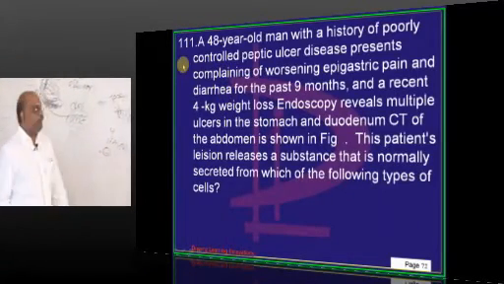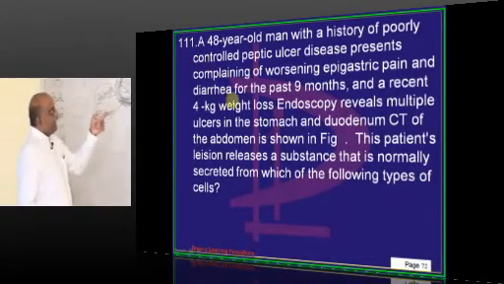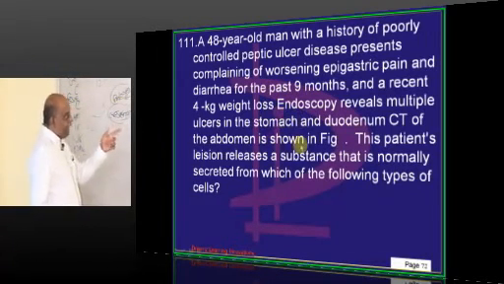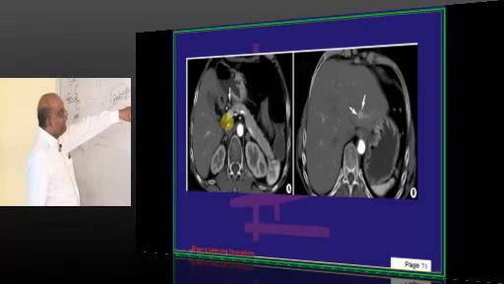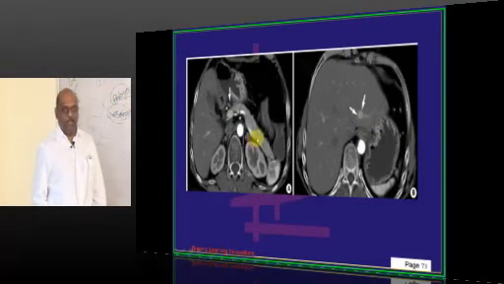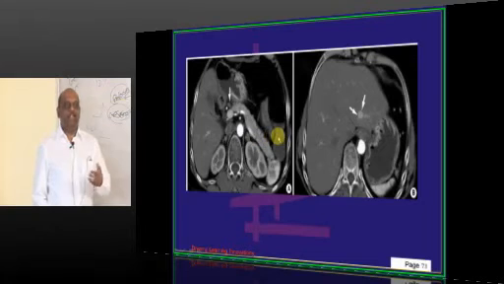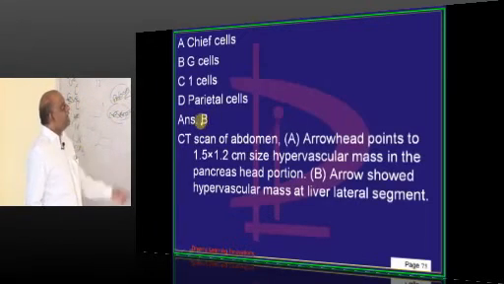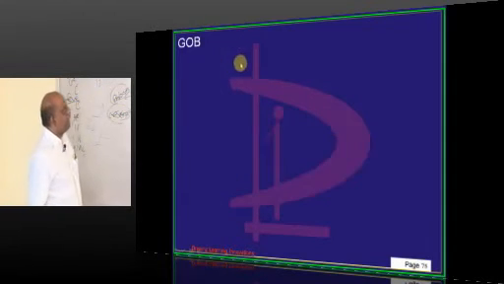Then a 48-year-old with poorly controlled peptic ulcer, epigastric pain, multiple ulcers in the stomach, and a CT abdomen. What is it showing? A small mass is seen in the head of the pancreas. That mass is a gastrinoma, which is causing excessive production of gastrin. Normally where is gastrin produced is the question. G cells is what you need to remember.